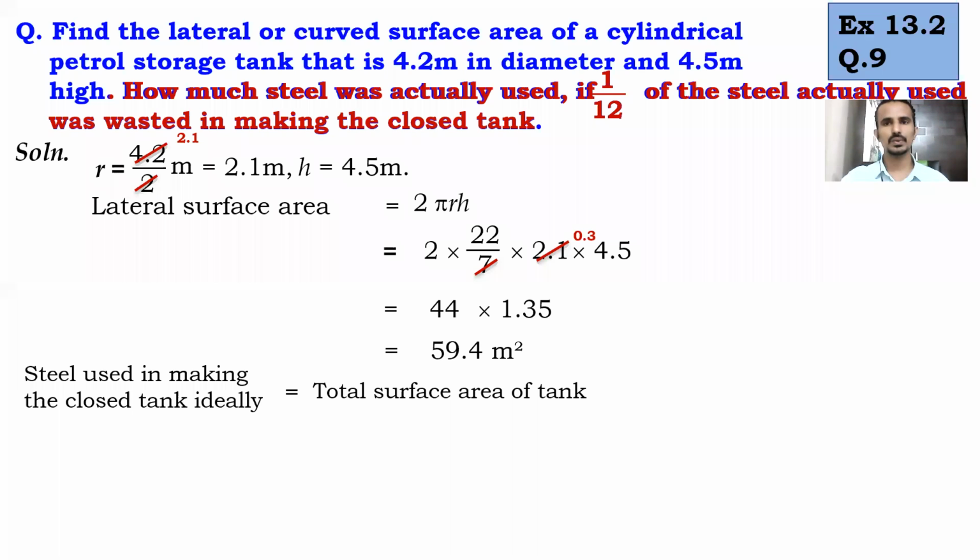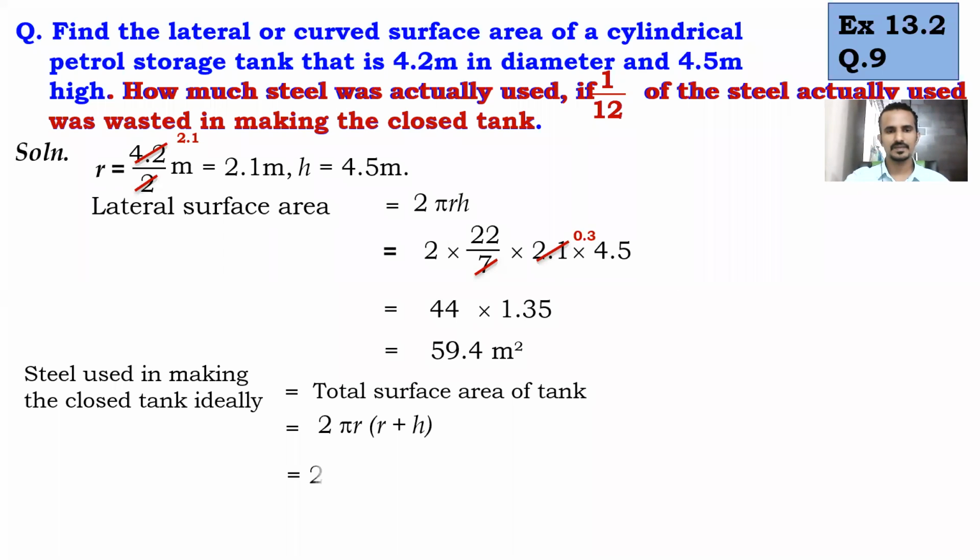So the wastage is 1 upon 12 times. Let us first find out this. Steel used in making the closed tank ideally is the total surface area of the tank. So basically we are just finding the total surface area first. So let's use the formula. Total surface area of a cylinder is 2 pi r (r plus h).